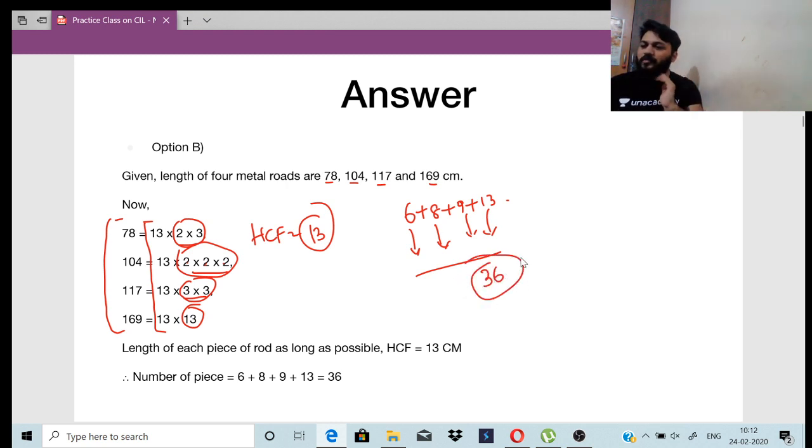We did a similar problem yesterday too, you guys might remember. So 13 is the HCF, I am taking out all of it, the others I am just adding. 2 3s are 6, 4 2s are 8, 3 3s are 9, 13 as 13. Adding everything, you'll get the answer as 36. Clear with this, everyone? Shall we move on to the next one?